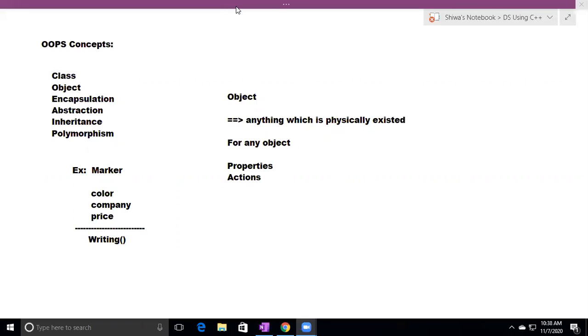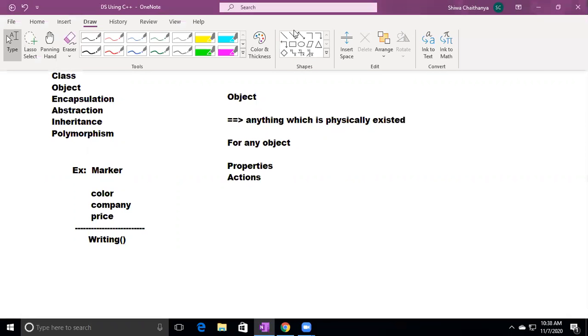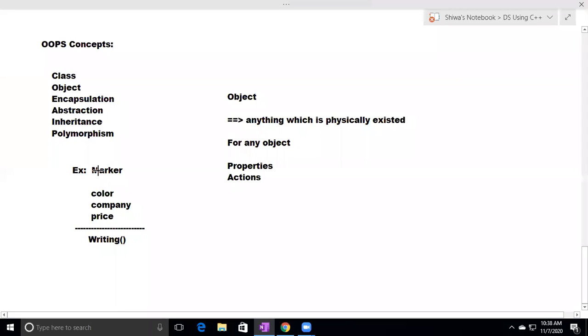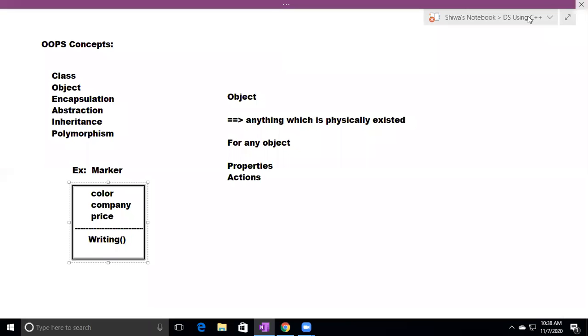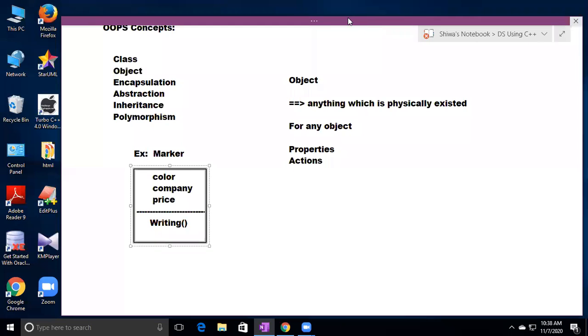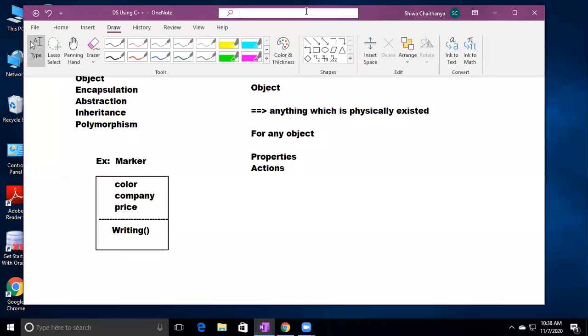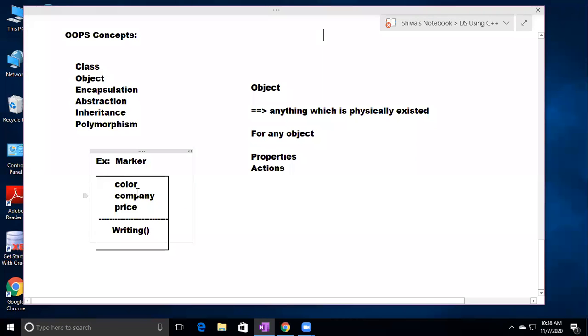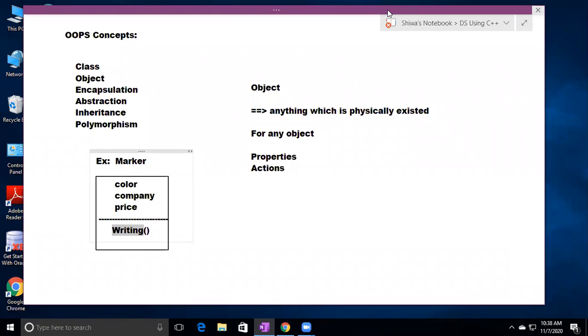See here. For marker, what are the properties? Color, which company's marker, and the price of it. Those are the properties. And why are we using it? For writing on board. I'm giving one more example to understand it.